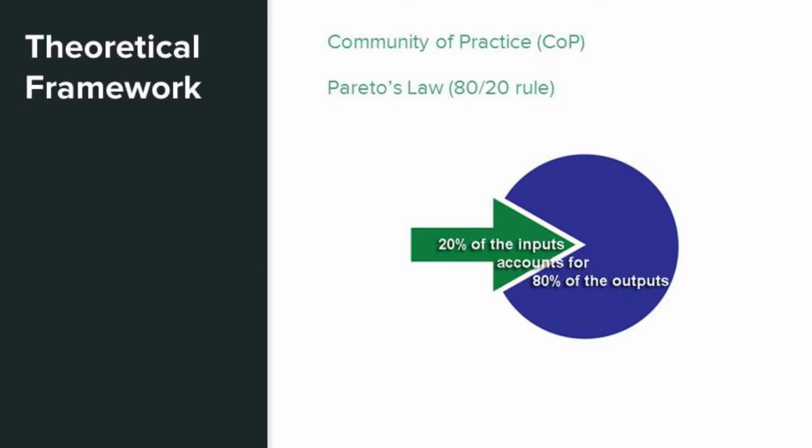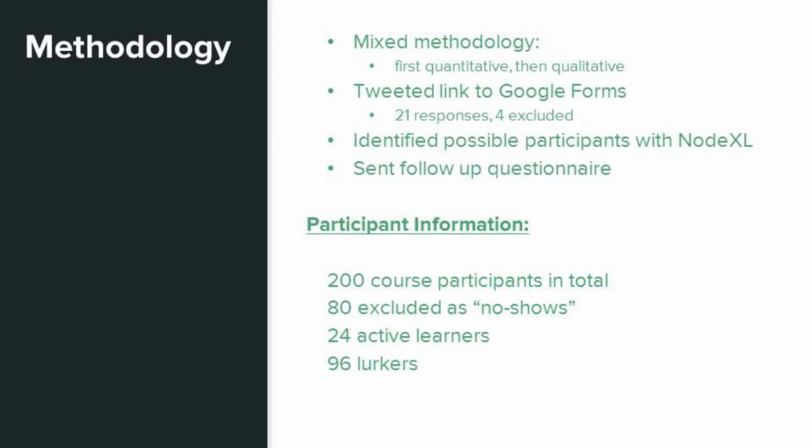So, theoretical frameworks, we used 2. We used Lave and Wenger's community of practice. AK is at the university where Lave and Wenger are, so that sort of made sense. And Aris used Pareto's law, which is the 80-20 rule, which is that 20% of the inputs account for 80% of the outputs. So 20% of the people are doing most of the stuff.